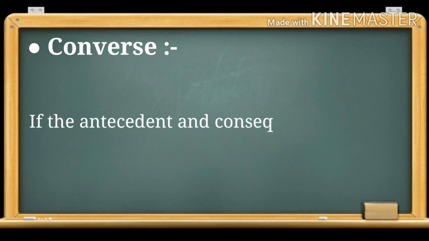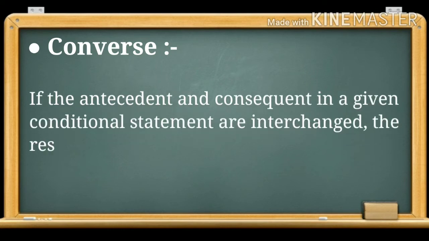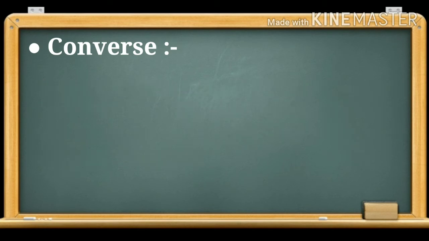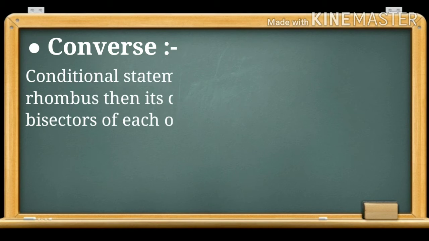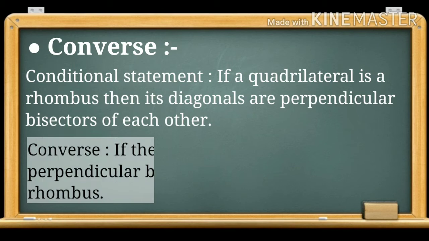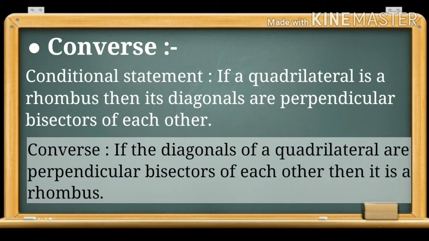Now let's see the converse. If the antecedent and consequent in a given conditional statement are interchanged, the resulting statement is called the converse of the given statement. For example, take the same conditional statement: if a quadrilateral is a rhombus, then its diagonals are perpendicular bisectors of each other, and its converse is: if the diagonals of a quadrilateral are perpendicular bisectors of each other, then it is a rhombus.